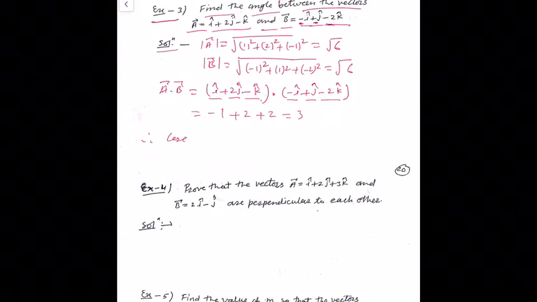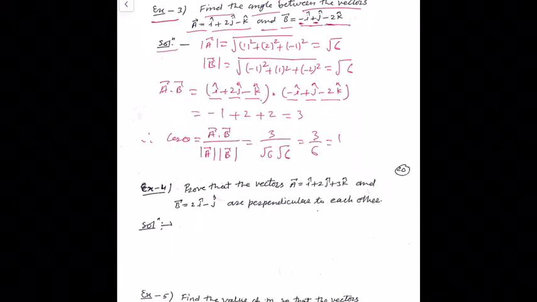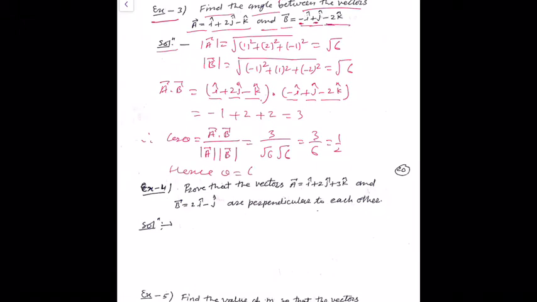Therefore cos theta is equal to a vector dot b vector upon magnitude of a vector times magnitude of b vector. Put the value: 3 upon root 6 into root 6, or 3 upon 6, or 1 upon 2. Hence theta is equal to 60 degrees.